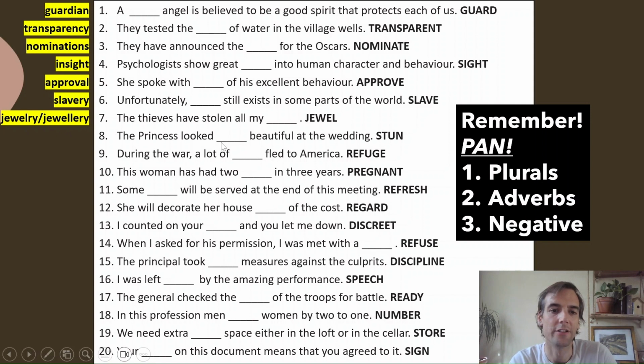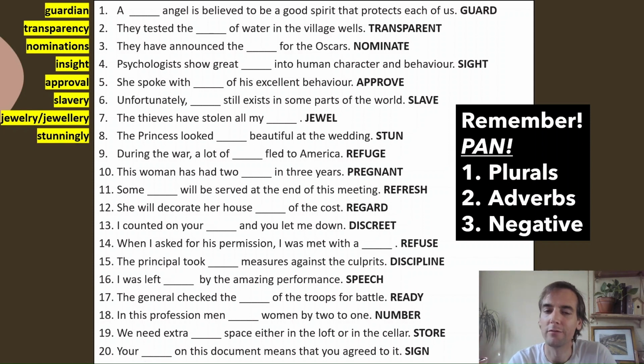Number 8's a good one, because you see "looked" and you think "stunning." She looked stunning. It stunned me. She was stunning. But read the whole sentence. "Stunning beautiful" doesn't make any sense. How did she look? How beautiful was she? Stunningly beautiful.